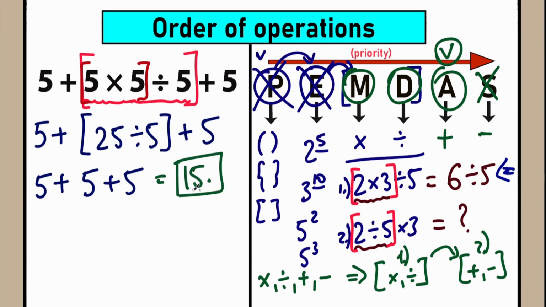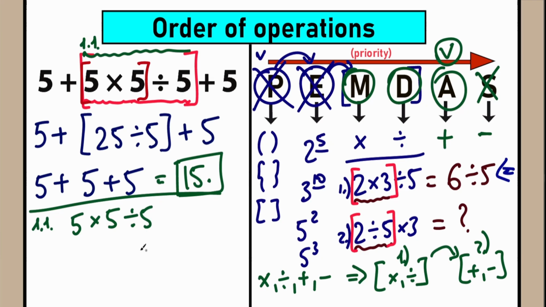But one really interesting tricky moment: I'm going to underline this expression, let's call it 1.1, and I'm going to rewrite it, because if you look closely, this is a very weird expression. So this 1.1 expression, we have 5 times 5 divided by 5. What are we going to do right here? We multiply this 5 by 5, and the next step, we divide it by 5. So it looks like it changed nothing.